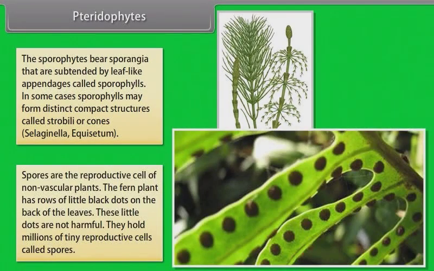Spores are reproductive cells of non-flowering plants. The fern plant has rows of little black dots on the back of the leaves. These little dots are not harmful.